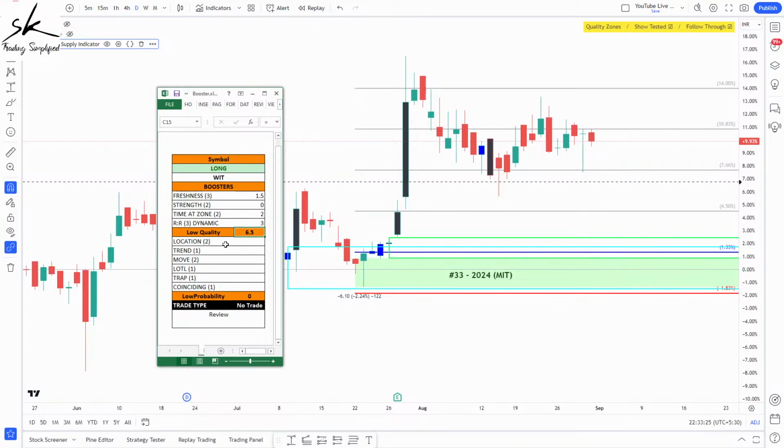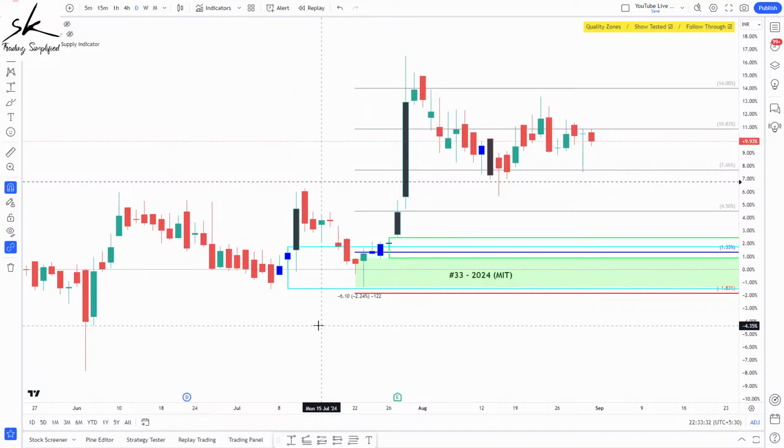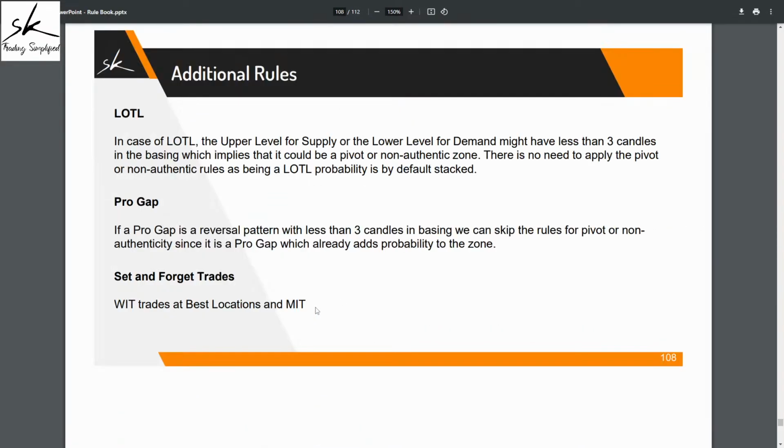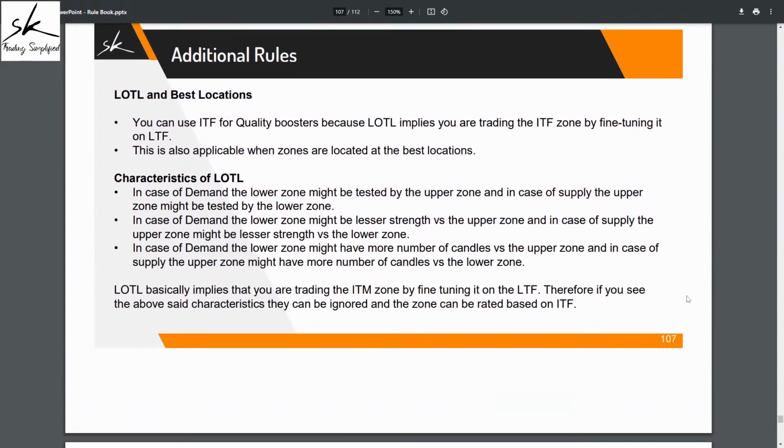So now the very first question that probably comes to your mind is why are we trading a low quality zone? And the answer again comes from the rule book. So you can see in the rule book, if you go to page number 107, I have given you certain characteristics of cases of level on top of level. Now mind you, these characteristics will not be applicable every time. At times, these characteristics might be applicable, maybe one of them, maybe two of them, maybe all three of them. And at times, maybe none of them might be applicable.